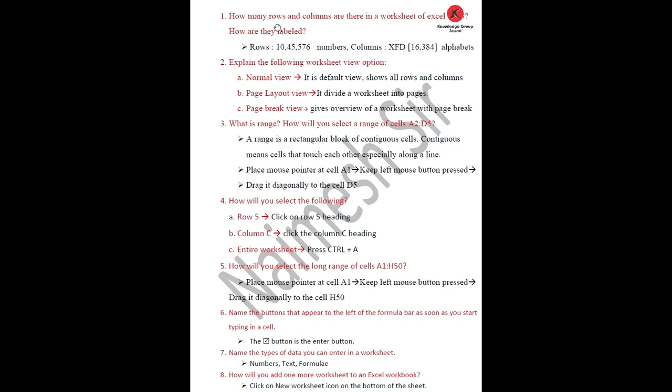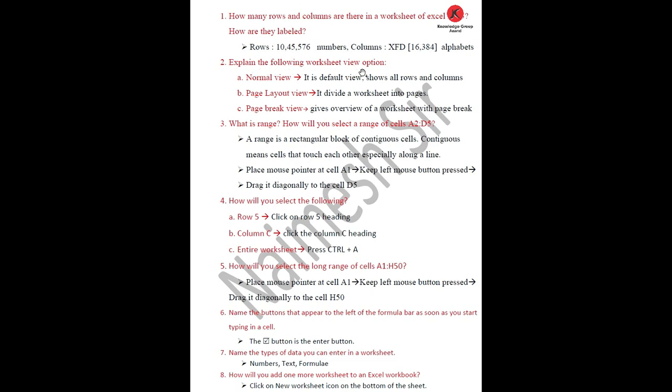Question answers. How many rows and columns are there in a worksheet of Excel 2013? How are they labeled? There are 10,48,576 rows, labeled by numbers, and there are columns A through XFD, 16,384 in total. You should know how many columns and rows there are in Excel 2013. 10 lakh 48,576 rows are there, labeled by numbers.